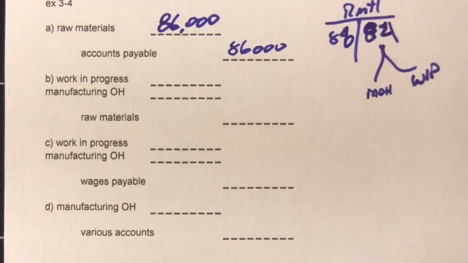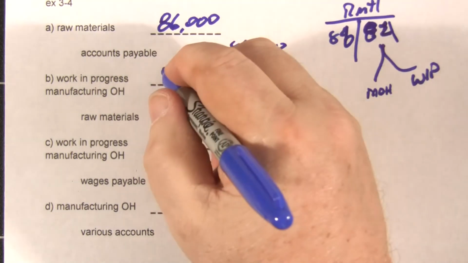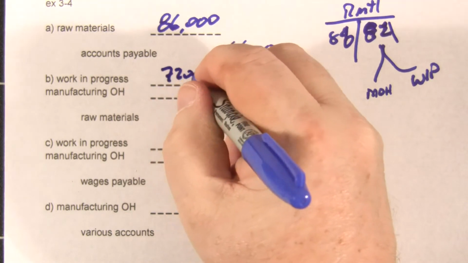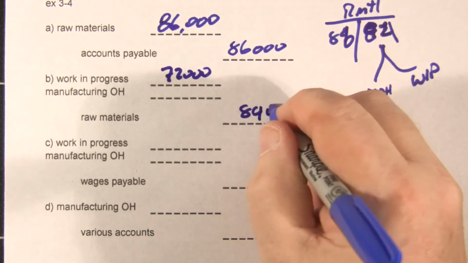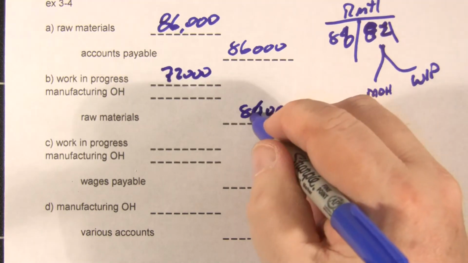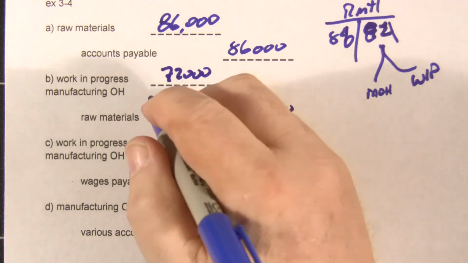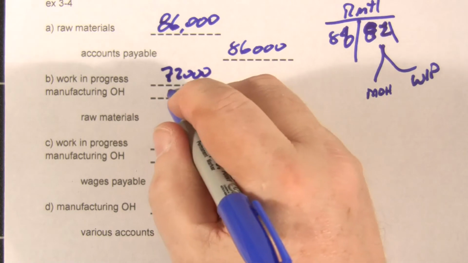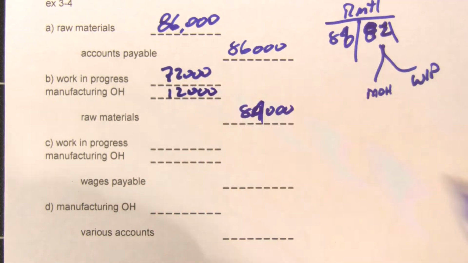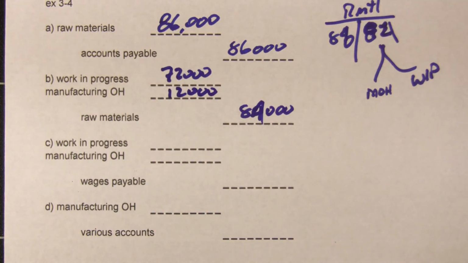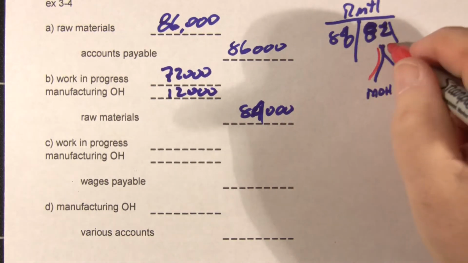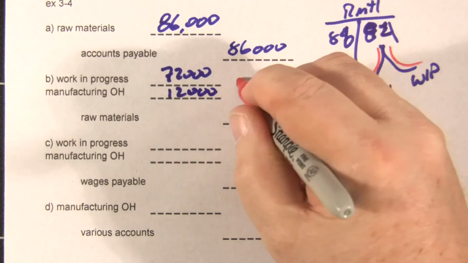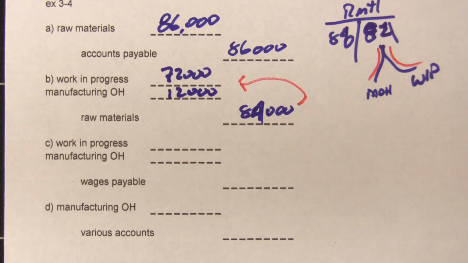We had 86. So we have 72,000 going to work in process. We took 84 out altogether, and the difference between 84 and 72 is 12, and that goes to manufacturing overhead. So what we're doing is just identifying the two pieces that came out and indicating where they went.